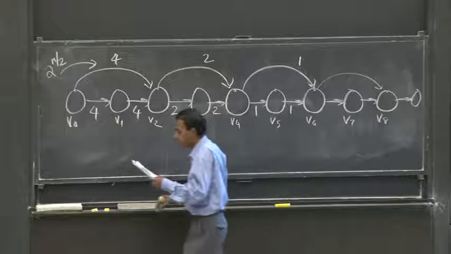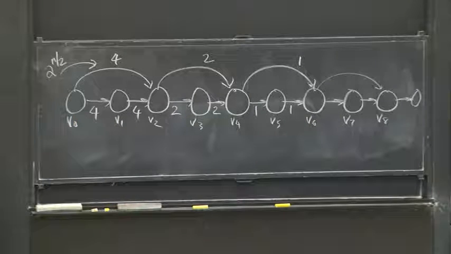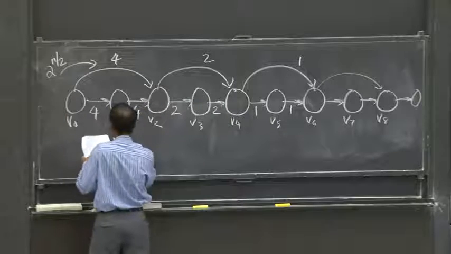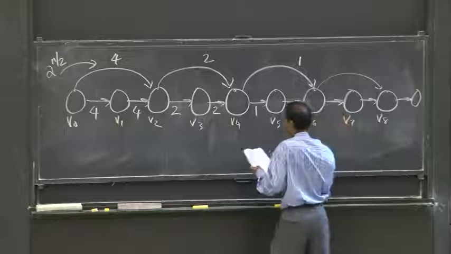So what happens with this example? Well, here's what happens. Let's say that I ran this algorithm, and initially I just followed this chain here.